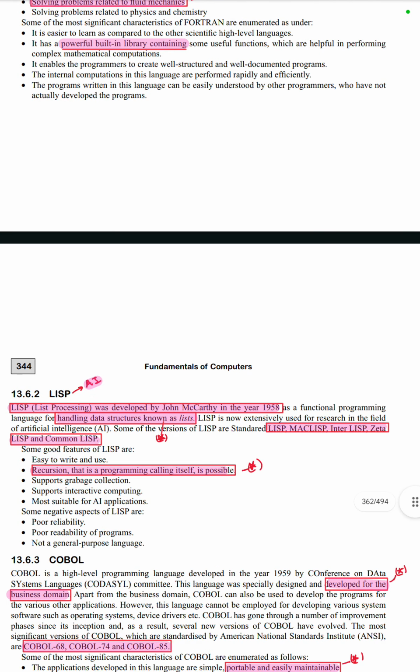Lisp. Lisp, list processing, was developed by John McCarthy in the year 1958, as a functional programming language for handling data structures known as lists. Versions include MacLisp, Interlisp, ZetaLisp, and Common Lisp. It is used for research in the field of artificial intelligence. A good feature of Lisp is recursion, that is, a program calling itself is possible.